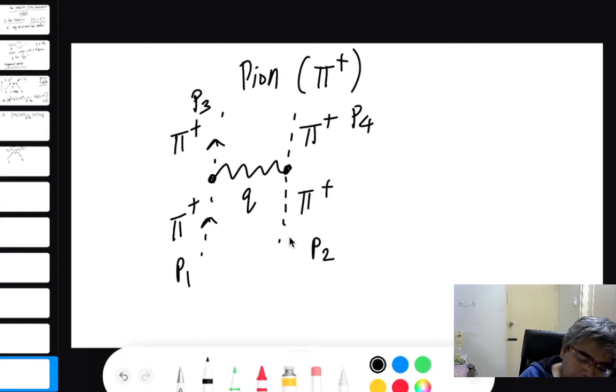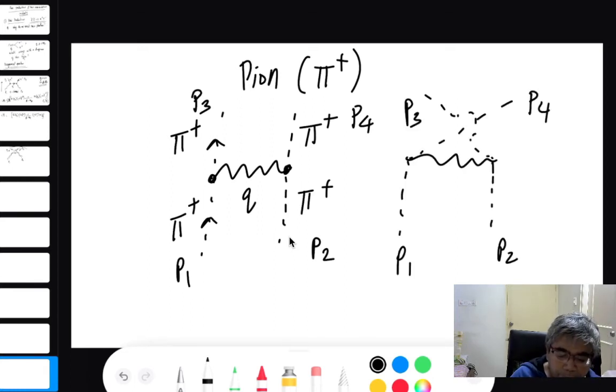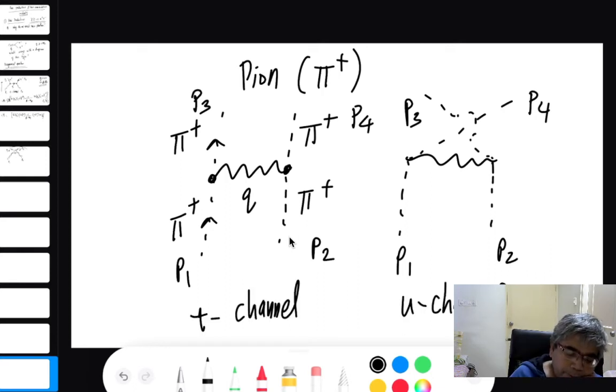See the thing? Now you can also do the opposite process, with P1, P2, P3, P4. So there are two diagrams here. Because they're not fermions, these diagrams just add up. There's no anti-symmetrization of the states, so they add up. This is a T channel and this is a U channel. Now let's look into a little bit more detail. Let's take one diagram, say the T channel diagram.